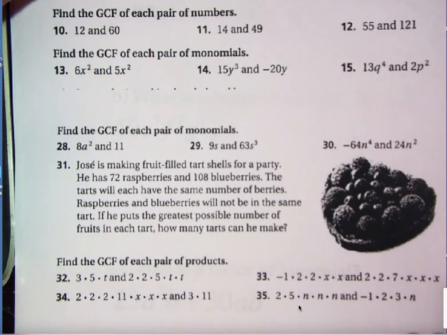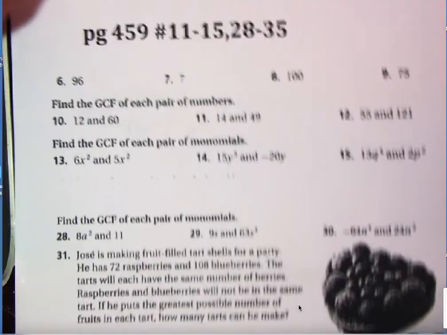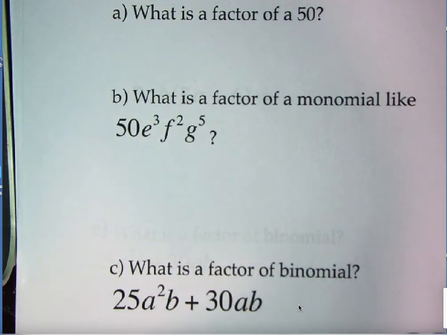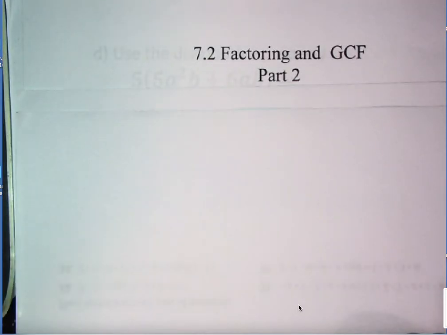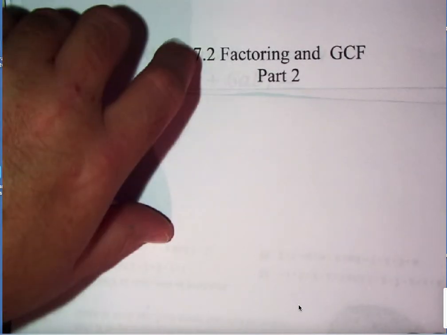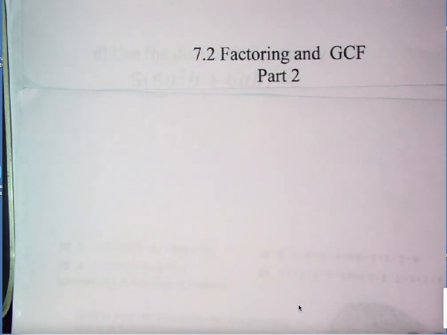So I want you to get some more practice. It would have been for homework. That's classwork 1. We must have run out of time in class. But let's go to 7.2 part 2, right? I think if we're taking notes, you can always check your answers. So in your notebook, give yourself the heading 7.2 Factoring and GCF Part 2.